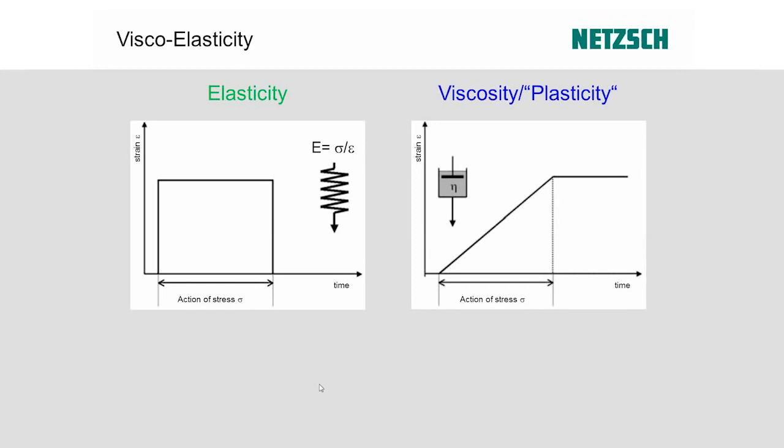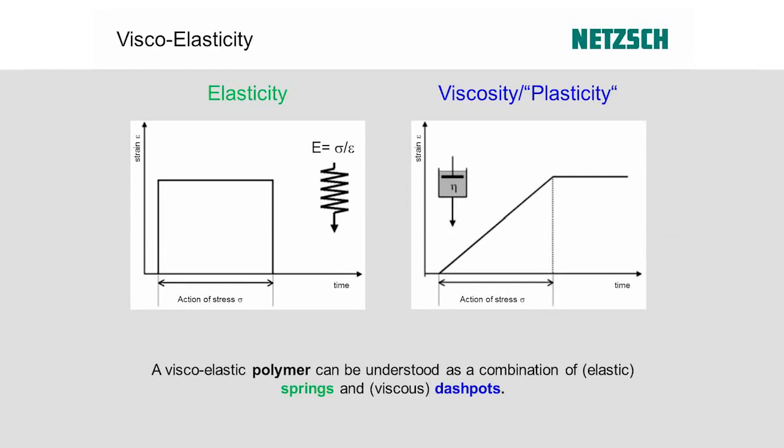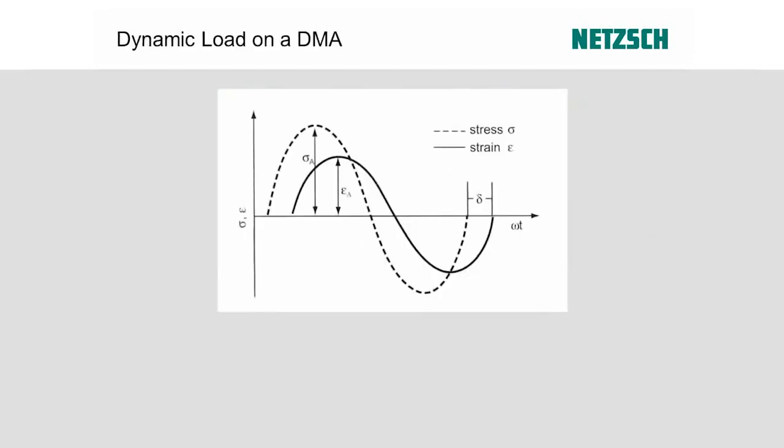So now we know generally polymers are viscoelastic. So we can think of a viscoelastic polymer as a combination of elastic springs and viscous dashpots, as it will show both the behavior, a spring-like behavior, and also a dashpot behavior. We will see how that looks like if we do now a DMA experiment.